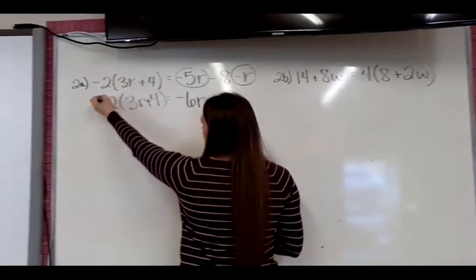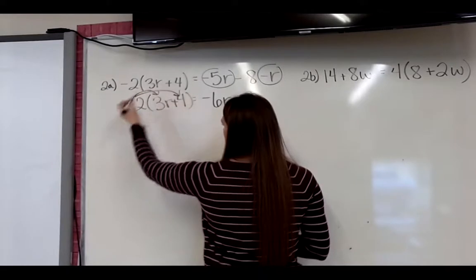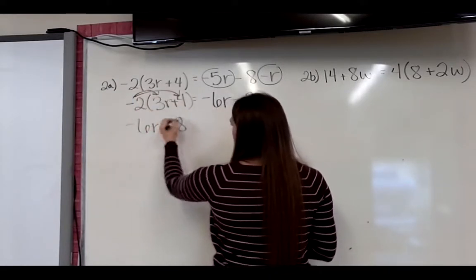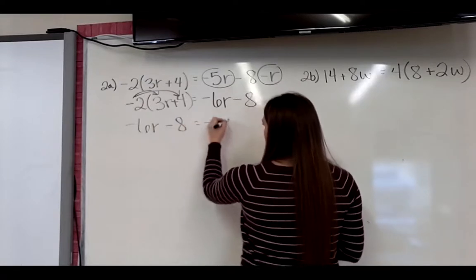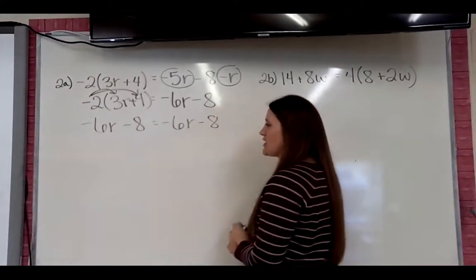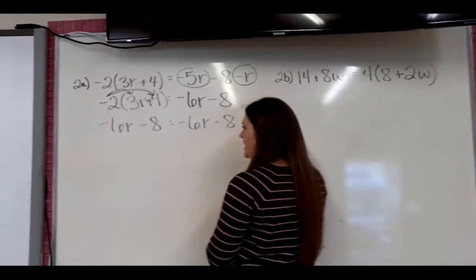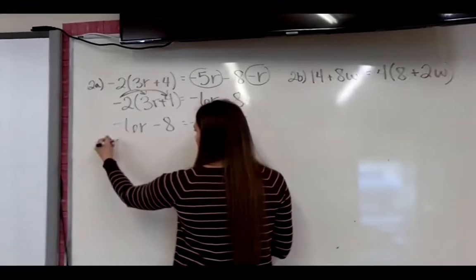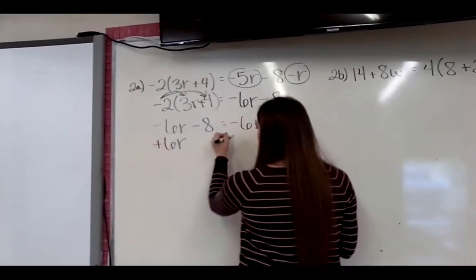Now I'm going to distribute this 2. Negative 6R, negative 2 times 4 is negative 8, so just minus 8. Okay, so I've got to get my R's together now. They're on opposite sides of the equal sign, so to move one, I'm going to do the opposite to it. So since this is a negative 6R, I'm going to add 6R.